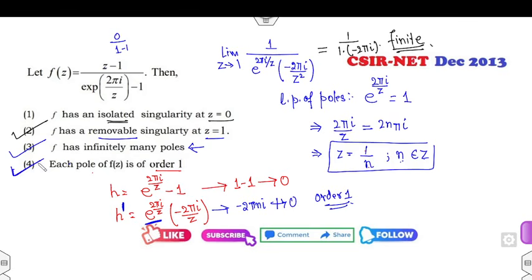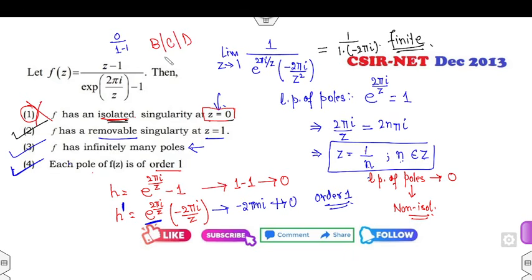So each pole is of order 1 is the right answer. Now, whether it's isolated, you can see at z is equal to 0, can you find the limit point? So the limit point of the poles is when n approaches infinity, it goes to 0. The limit point of the poles will always give you a non-isolated singularity, but the option said isolated singularity. That option is cancelled. So B, C and D are my correct answers of this problem.